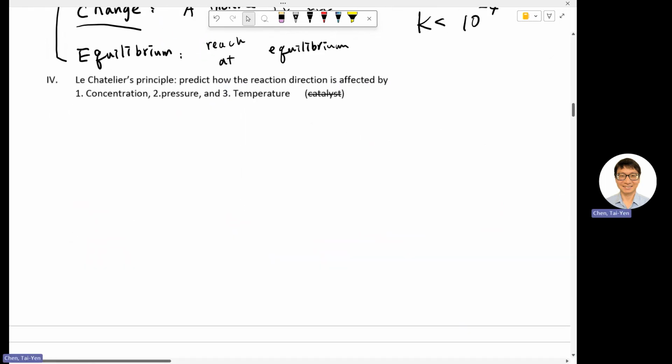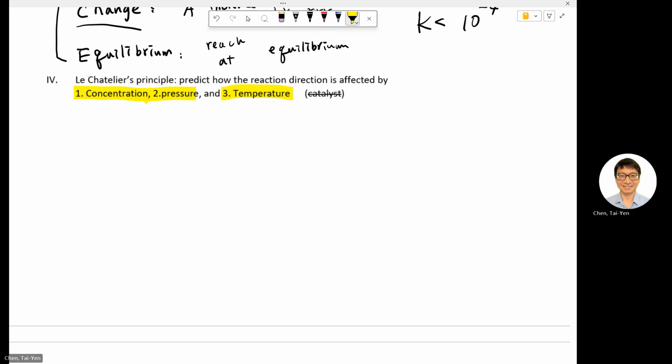The very last thing I want to talk about today for chapter 12 is the Le Chatelier principle. The concept is very simple. What the Le Chatelier principle tells us is that if you have a system that is already at equilibrium, and you change 3 things, only these 3 things, nothing else: the concentration, the pressure, or the temperature, the reaction will move in a direction that compensates your change.